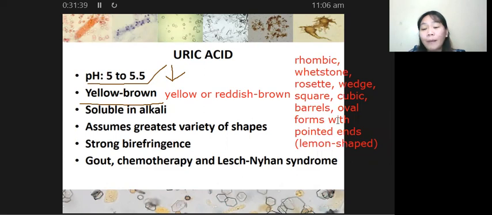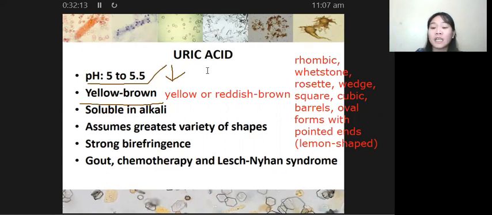The problem with your uric acid is that it resembles your cysteine. So that's the problem there. In order to differentiate your uric acid from your cysteine crystal, you can use your polarizing microscope. The characteristic birefringence of your uric acid in your polarizing microscope is that it has a strong birefringence.